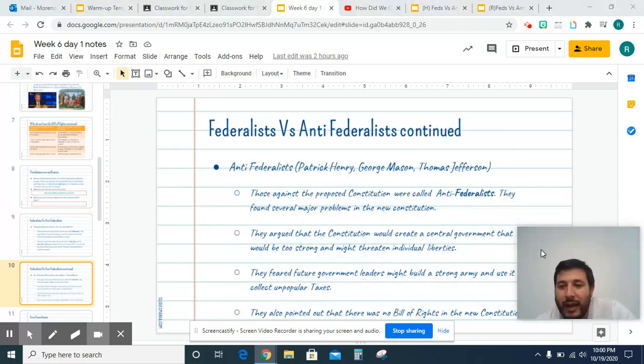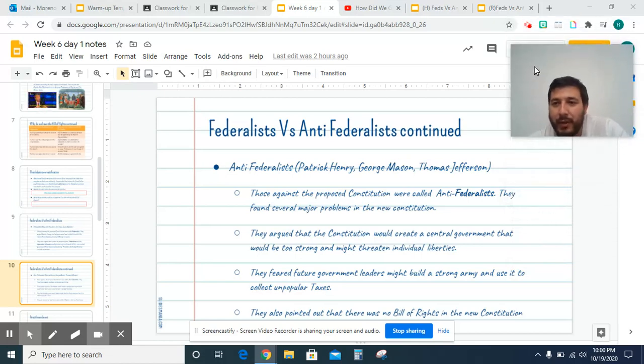So now these are the Anti-Federalists. Let me put my camera a little over here. The Anti-Federalists are people like Patrick Henry, George Mason, and Thomas Jefferson, the guy who made the Declaration of Independence. They argued, no, no, no, you're not going to get away with this. We just fought a war, we won, we got the tyrant, the king, out. So these guys said the Constitution has major problems. They argued that the Constitution would create a central government that would be too strong.